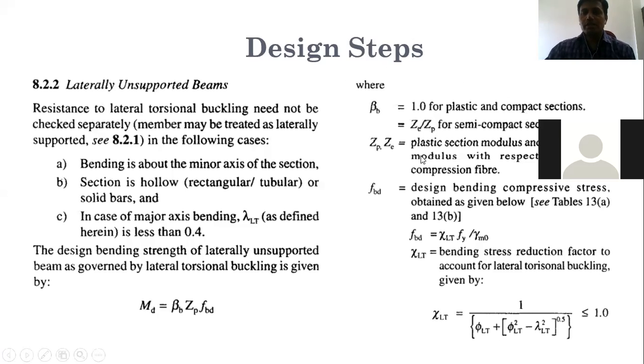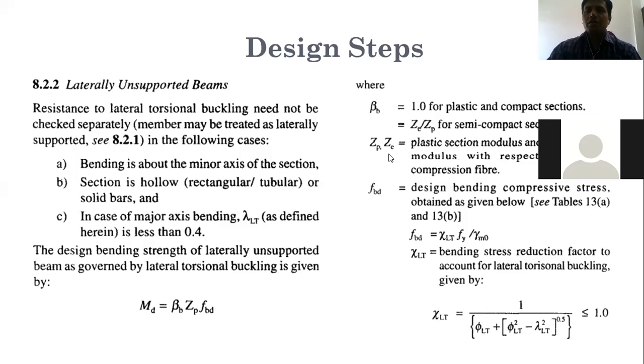Now what is beta B? Beta B is equal to 1 if it is a plastic or compact section. How will you calculate this one? It is already given in IS 800. So you have to check whether your section is plastic or compact. If your section is semi compact, then you have to calculate ZE by ZP for the semi compact section to get the value of beta B.